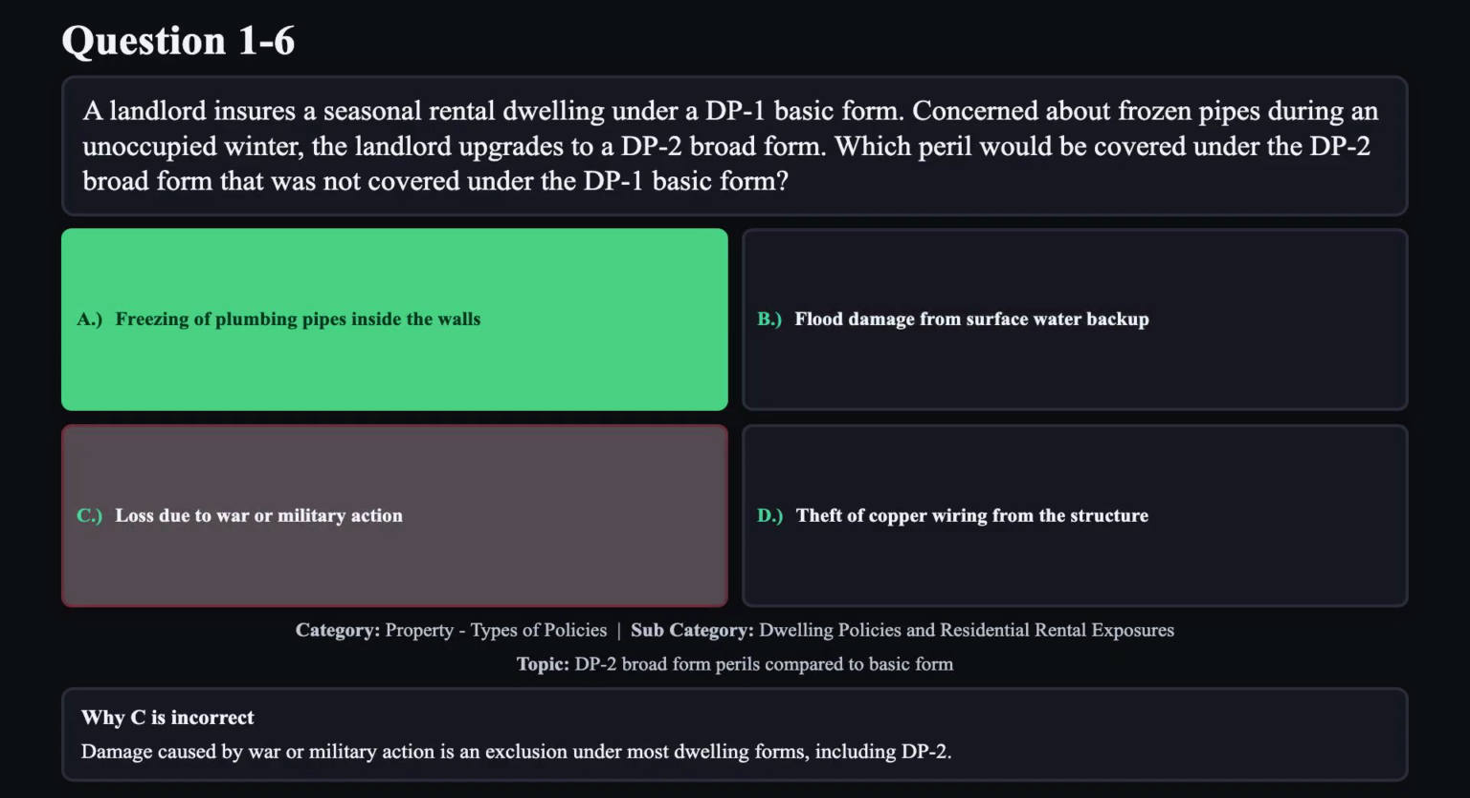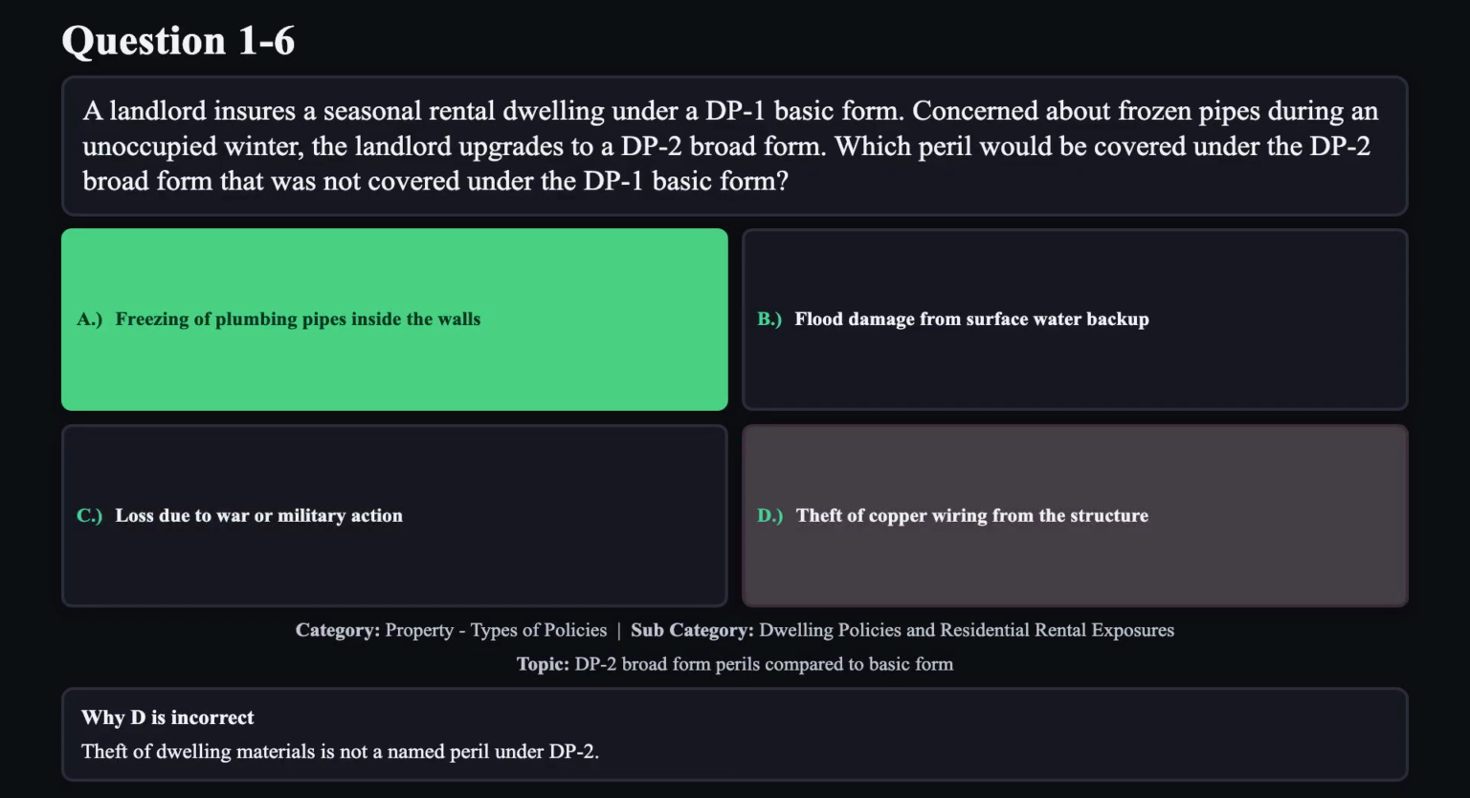Reason C is not correct. Damage caused by war or military action is an exclusion under most dwelling forms, including DP2. Reason D is not correct. Theft of dwelling materials is not a named peril under DP2.